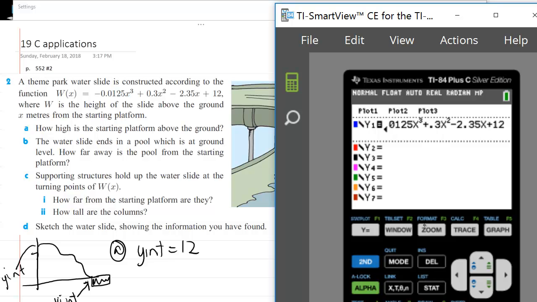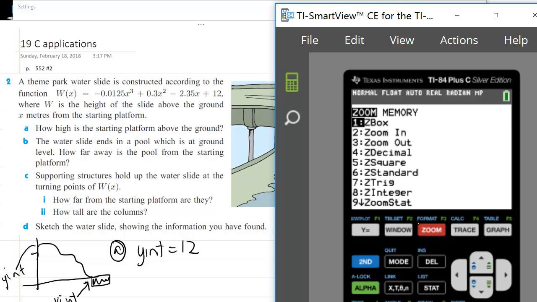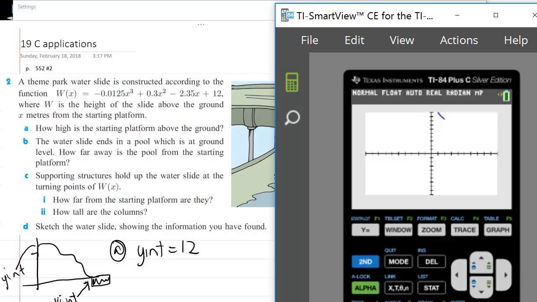I don't know what it's going to look like, and I don't know where my window is set either, so I'm going to zoom 6 the first time I graph it just to get it in a standard window. So as you can see, the graph is not showing either my y-intercept or my x-intercept. So I'm going to change my window. And basically, I only need this positive quadrant. I don't need any of these negative values over here.